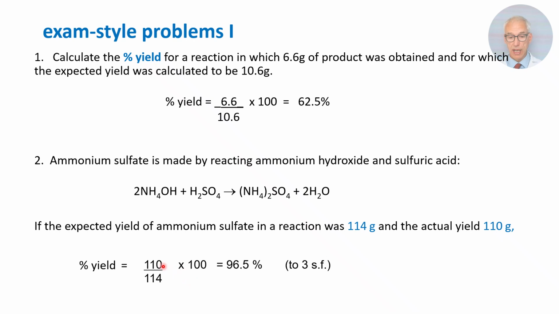Okay, so actual divided by expected, 110 divided by 114 times 100, 96.5%.